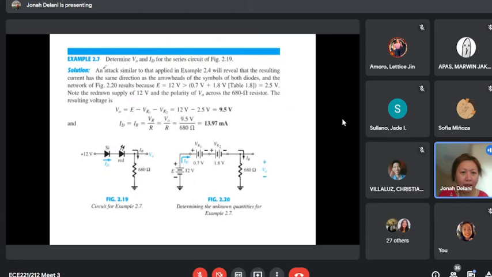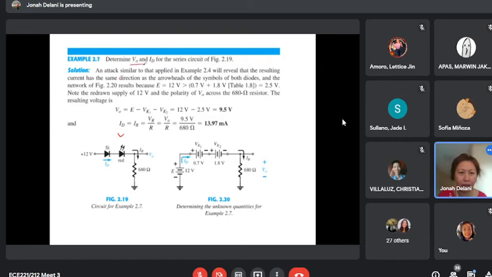Another series configuration. At the bottom, we have 12 volts. Then we have two diodes. One is silicon and the other is an LED, a light emitting diode. It's red. And then we have a resistor and then ground. So it's a series configuration.